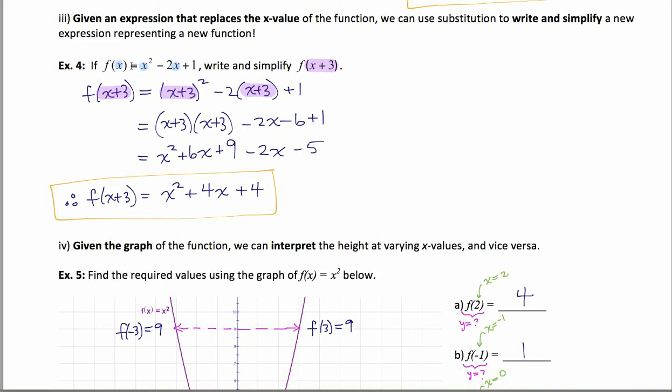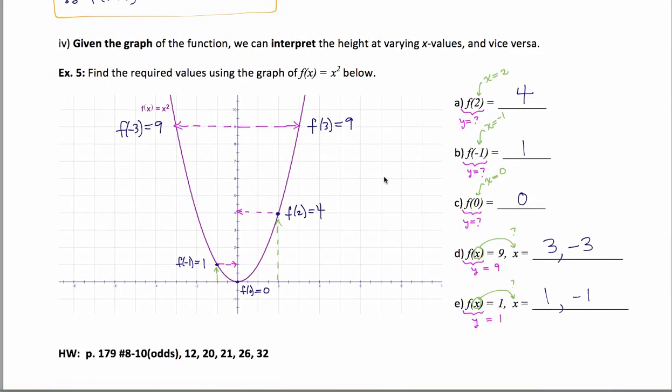Well, we're going to do the same idea. If we see f at x is x squared minus 2x plus 1, then f at x plus 3 will equal x plus 3 squared minus 2 times x plus 3 plus 1. Okay, so whatever is in the brackets with this f, that is what we're going to replace all the x values with. When it was a negative 1, we replaced all the x values with negative 1. If it's x plus 3, we're going to replace all the x values with x plus 3. And then we go ahead and expand and simplify. And then we can see that f at x plus 3 is actually x squared plus 4x plus 4.